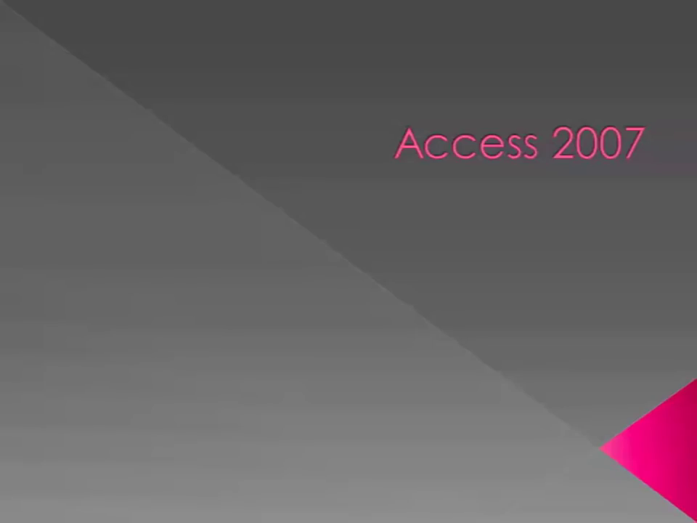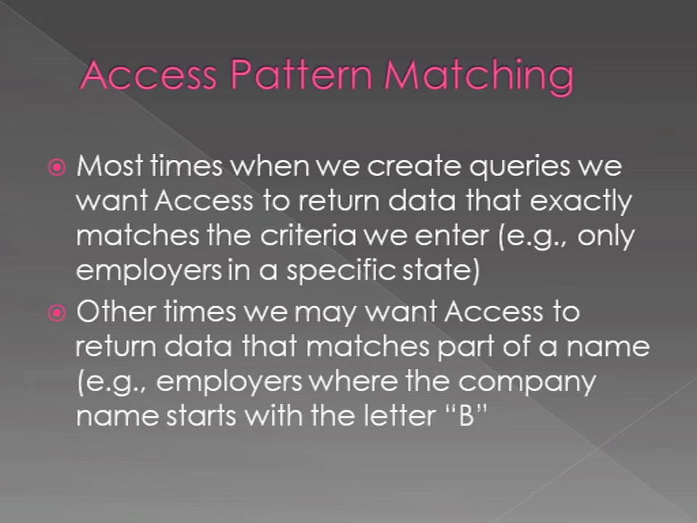Sometimes in Access, we might not want to find an exact match for what we enter in the criteria field. Most of the time, we want Access to return data that exactly matches whatever we enter. Example, only give me employers who are in a specific state. If I type in NJ for the state, I only want to see employers from that state.